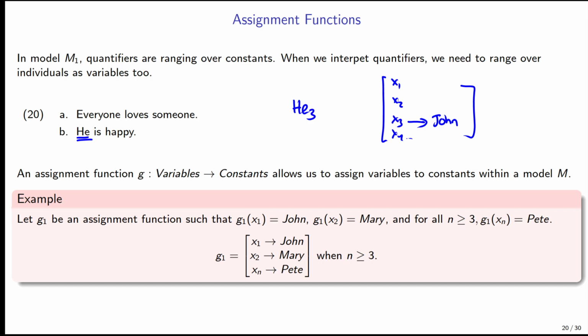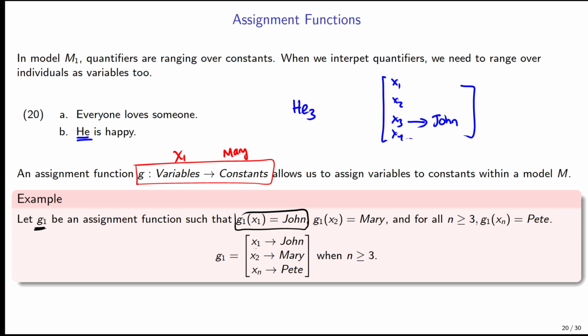Specifically, I lay out an assignment function as a function g from variables to constants. So it takes a variable x something, x1, and it outputs a constant, which is usually a name, so either a lowercase letter or just a full name like Mary. Okay, so here's an example of how we define it. I'm going to say that g1 is an assignment function, and I've specified three things. I've said that g1 of x1 is John. So in matrix notation, this looks like x1 is pointing to John.